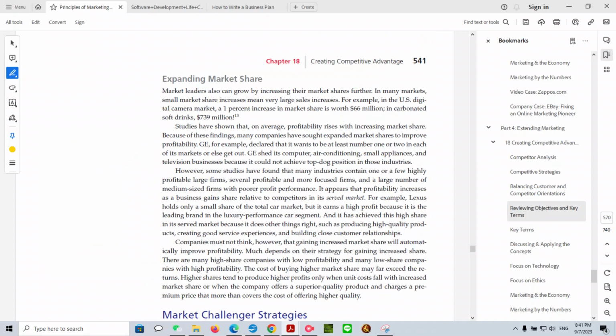Now, the last one is that we need to expand the market share. Market leaders also can grow by increasing market share further. In many markets, a small market share increase means very large sales increases. For example, in the U.S.